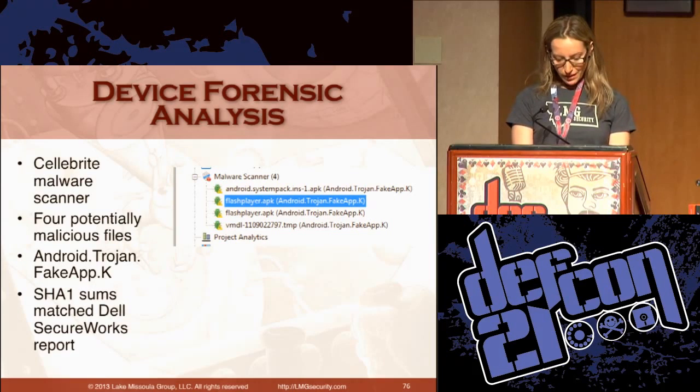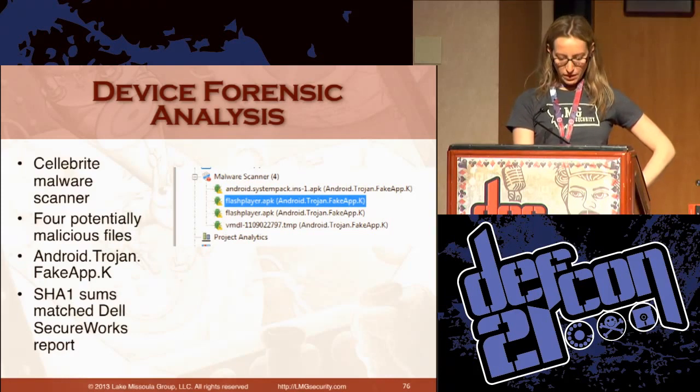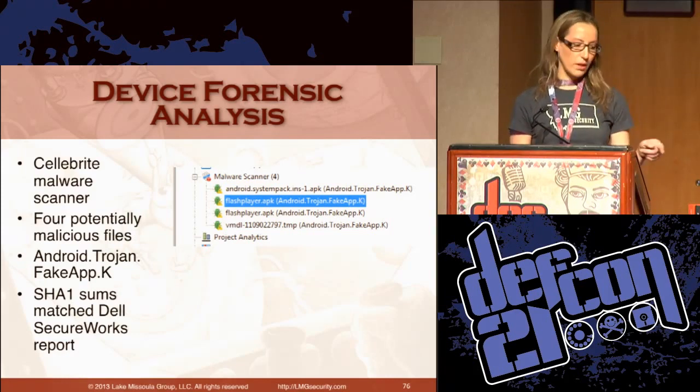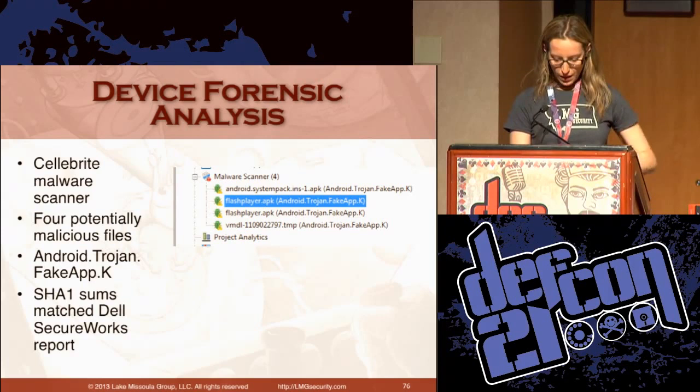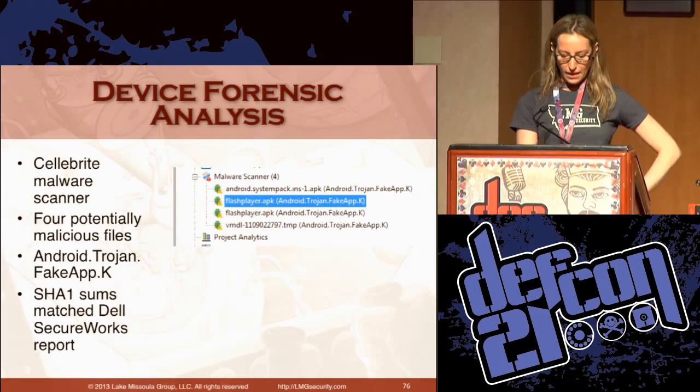The Cellebrite Physical Analyzer was used to analyze the extraction. The malware scanner identified 4 potentially malicious files, which are shown here. The Cellebrite malware scanner identified all of the suspicious files as Android Trojan fake app K.